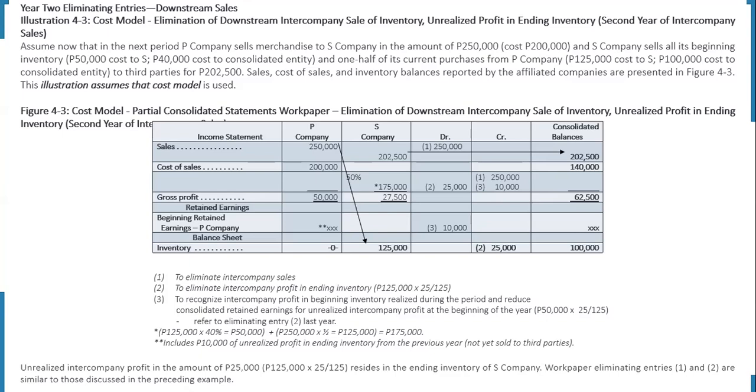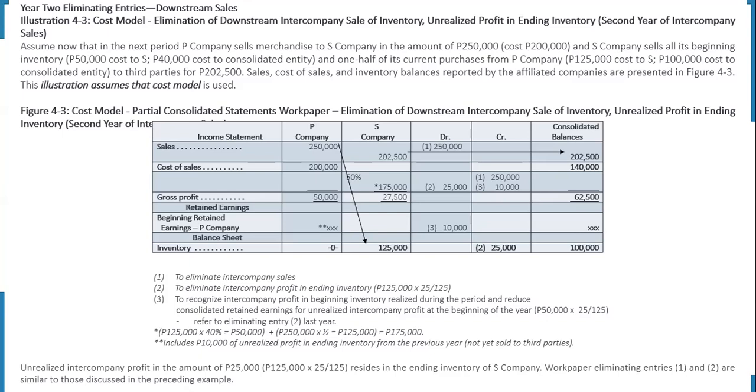So we now extend after elimination. We have eliminated 250,000. We are now extending 202,500, and the cost of sales figure in the amount of 140,000. So we have now the gross profit for P, it's 50,000. For S, it's equal to 27,500. And so the difference of 62,500 in the consolidated balances column.